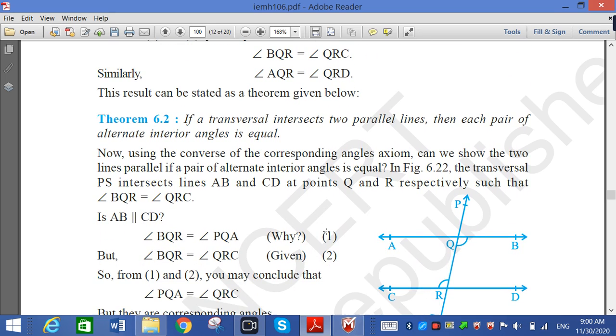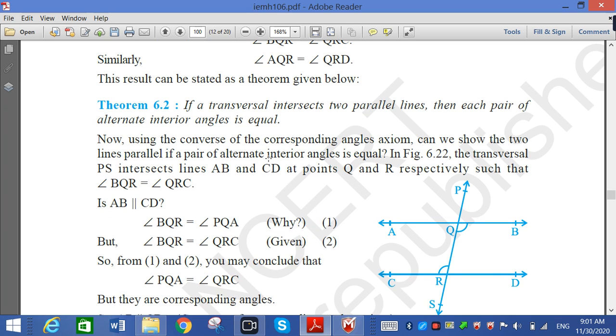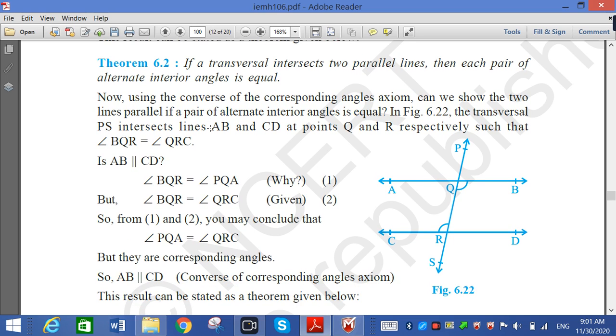Theorem 6.2. We have already completed Theorem 6.1. Our second theorem is 6.2. If a transversal intersects two parallel lines, then each pair of alternate interior angles is equal. Let us see how many interior angles are formed. Make a Z here. So AQR and BQR.